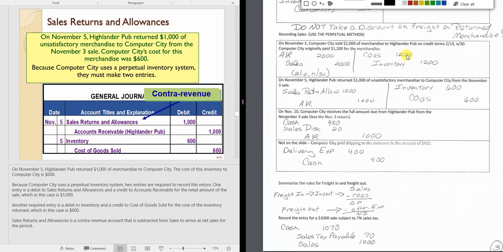This one is, I returned half the merchandise, so I got half of the inventory back. So half of 2,000 is 1,000, half of 1,200 is 600. Sometimes you can do a percentage, so 1,200 divided by 2,000 is the cost is 60% of what I sold it for. So if it's 1,000, I take it times 60% and I get 600. So anyway, make sure this is less than that, and it needs to be in the same ratio here. Next one.